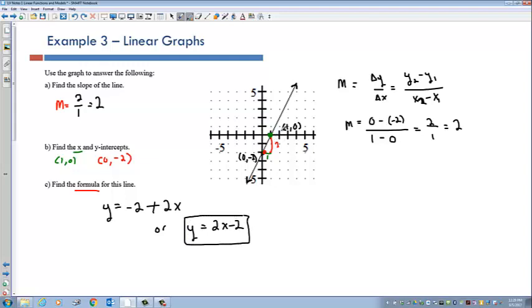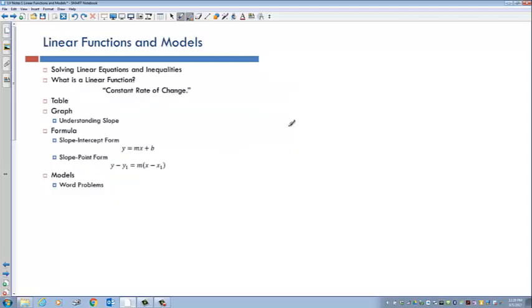You can even check it by plugging in another point. If you plug in 1 here, you see you get out 0. If you check 2 points and it works, you know it's right, because there's only one line that goes through 2 points. All right, so let's talk about the last thing here. The last thing I want to talk about is the formulas. And so there are 2 formulas for a line.